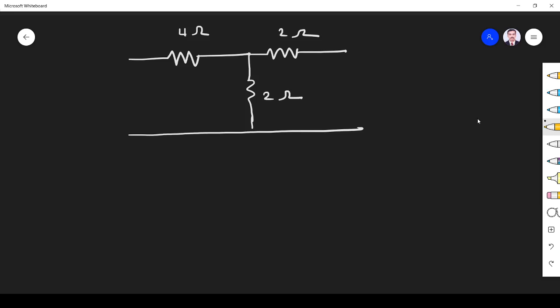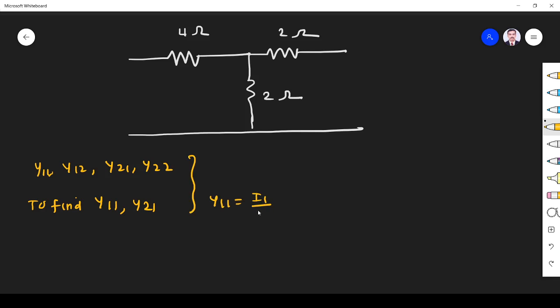So what are the admittance parameters? Y11, Y12, Y21, Y22. These are the things we have to find. First we will find Y11 and Y21. We know Y11 is equal to I1 by V1 with V2 equal to 0. Similarly, Y21 is equal to I2 by V1 with V2 equal to 0.